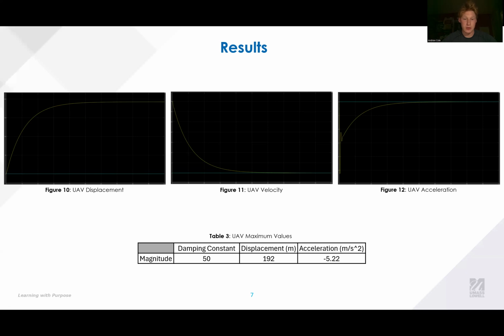Figures 10, 11, and 12 represent similar things to the previous slide, but now in terms of the UAV. Using a damping constant of about 50, I was able to get the UAV to come to rest in 192 meters. This motion is also described with the velocity and acceleration in figures 11 and 12, respectively.